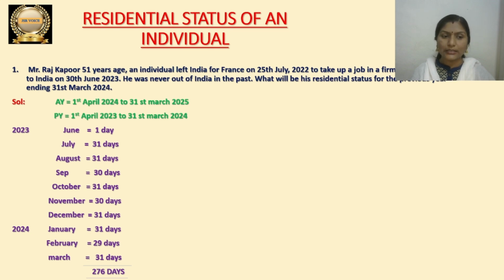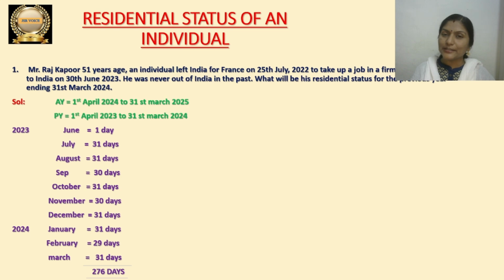After July, the next month is August. In August we have 31 days, and he stayed all 31 days, so I took August as 31 days. After August, next month is September. In September also he stayed for all 30 days in India only. He did not go anywhere after that.